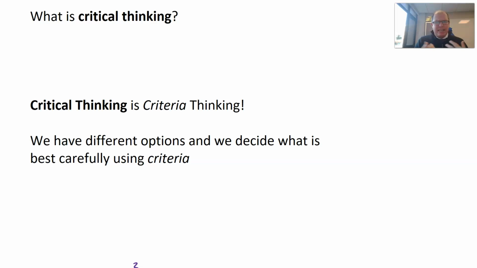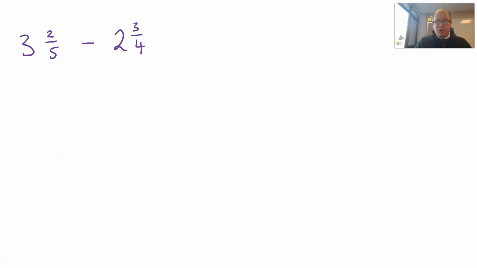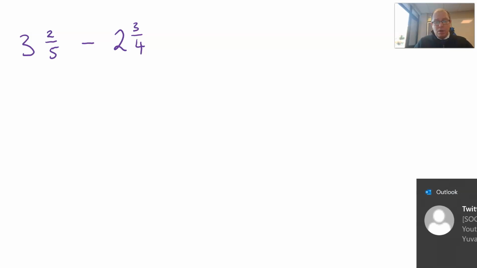So what kind of criteria in mathematics are we looking at? Is it the one we understand more? Is it the fastest? Is it the one where we make least mistakes? They're all criteria for choosing the best approach. So let's have a look at that question now with that lens in mind. What approach is best for this question? So I'm going to do this question two ways, and I'm going to ask you what criteria at the end do you think you would choose for which approach.